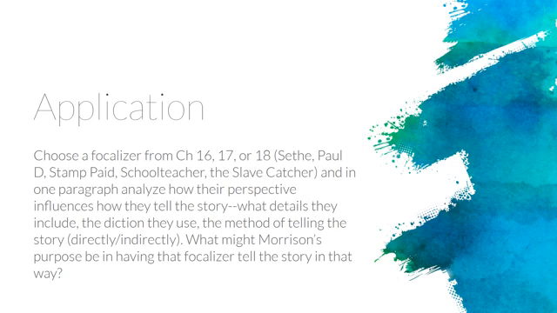You're going to be choosing a focalizer from chapter 16, 17, or 18, whether it be Setha, Paul D, Stamp Paid, School Teacher, or The Slave Catcher. And in one paragraph, you're going to analyze how their perspective influences how they tell the story, what details they include, the diction they use, the method of telling the story, whether it's indirectly or directly. What might Morrison's purpose be in having that focalizer tell the story in that way?